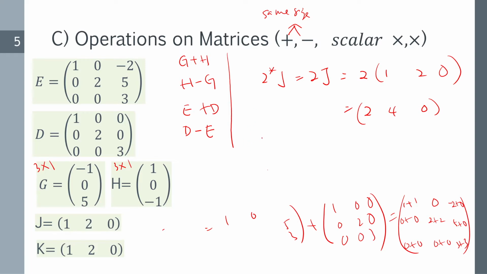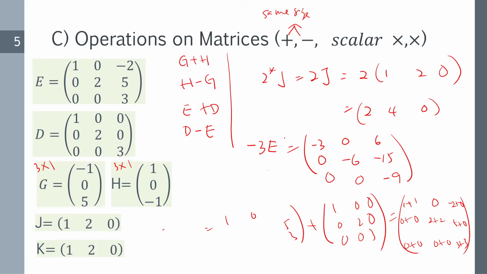So if you want to do -3E, it means I have multiplied by -3, then 0, 6, 0, -6, -15, 0, 0, and 3 multiplied by -3, so -9. So that is called scalar multiplication.